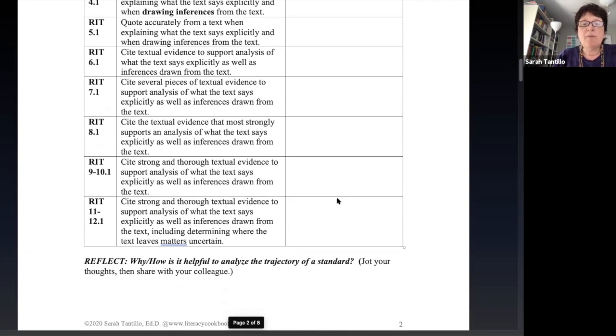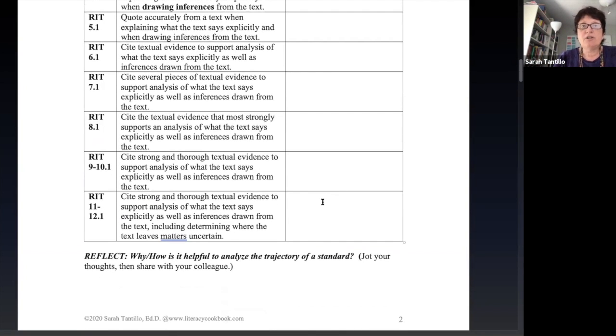All right, take a moment. And again, I would encourage you to jot your thoughts and then reflect with a colleague on why or how you think it's helpful to analyze the trajectory of a standard. And by trajectory, I mean all the way from K to 12, because no matter what grade you teach, you want to think about what the ultimate path is for your students, where they're coming from, where they are, and where you're trying to get them to. So press pause, have a discussion, and then let's come back.